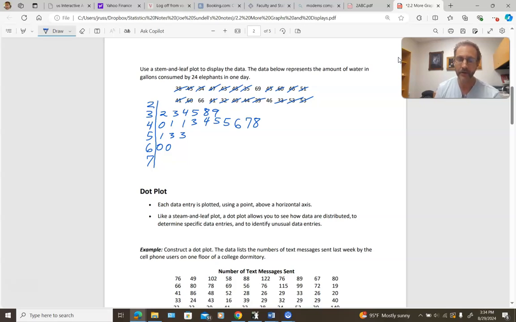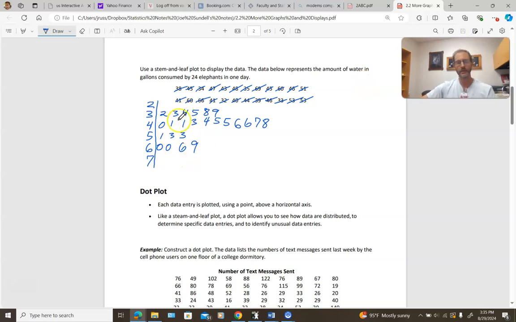And I forgot another 46, okay? So let me add another 6, and then a 7, and an 8. All right, so back to the 60s. Now I've got a 66, and then a 69. And that's it. Now we have accounted for every data entry thus far, okay?